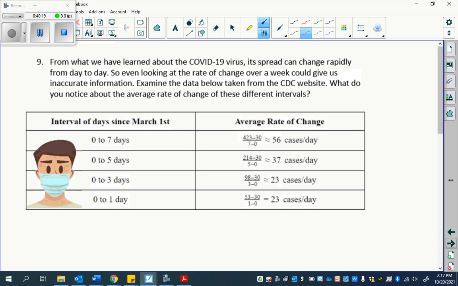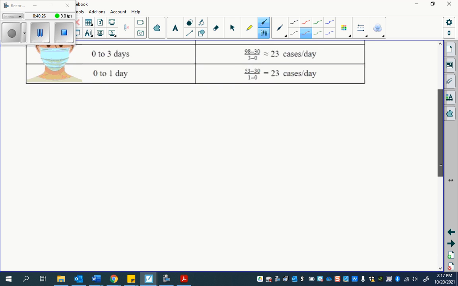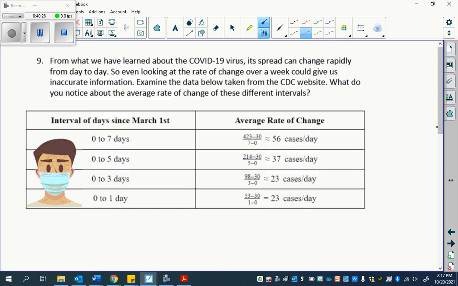Examine the data below from the CDC website. What do you notice about the average rate of change for each of these intervals? With your group, have a conversation, analyze, interact with this data, off you go.